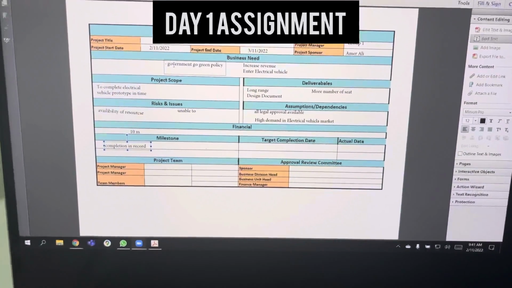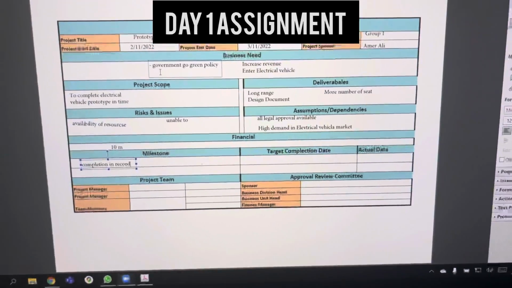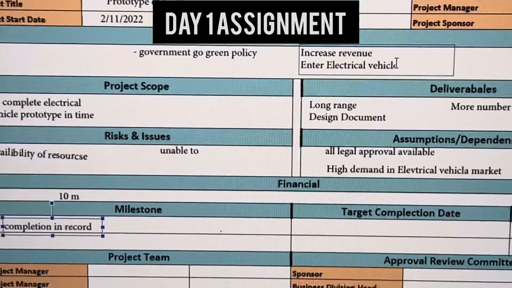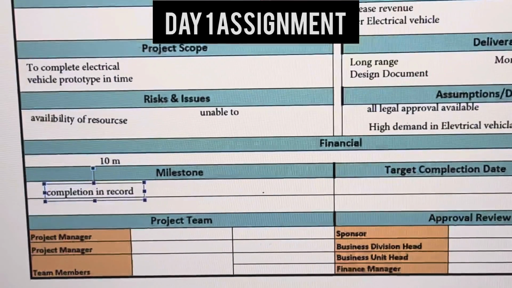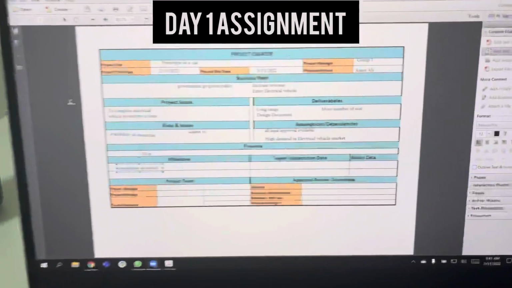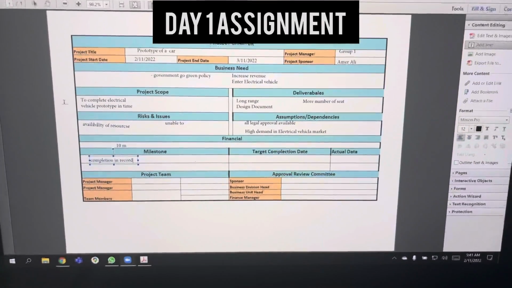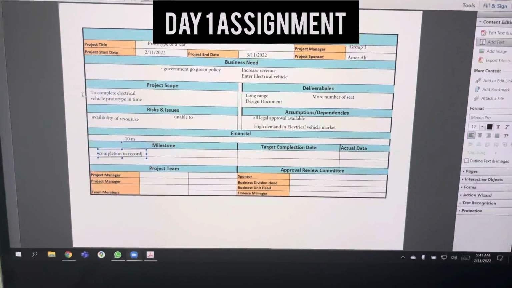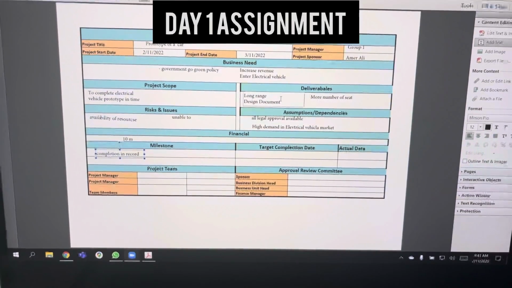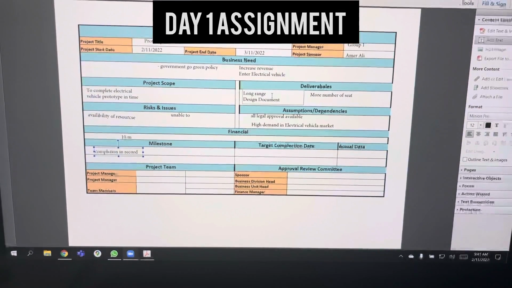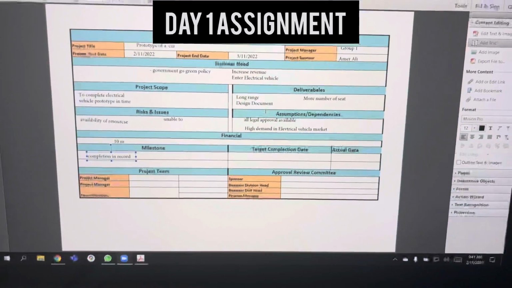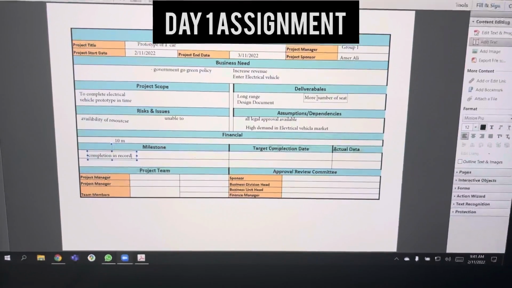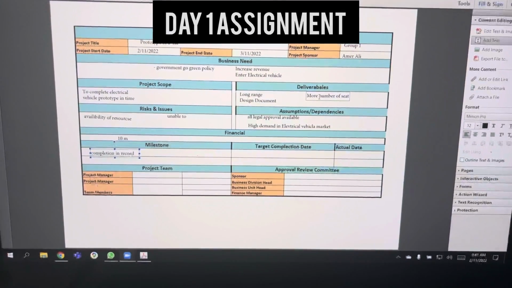Business need is to comply with the government Go Green policy that is coming up, or increase in revenue by entering the electrical vehicle division of the coming up cars. Project scope, we have kept it as to complete the electrical vehicle prototype in time, right? Deliverables will be a long range car in kilometers, a design document, and more number of seats in the car.